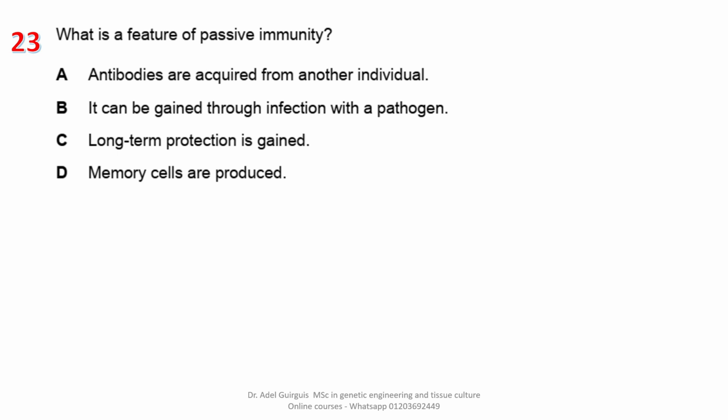What is a feature of passive immunity? Letter A, antibodies are acquired from another individual. Letter B, it can be gained through infection with a pathogen. Letter C, long-term protection is gained. Letter D, memory cells are produced. He asked about passive immunity. Passive means receiving ready-made antibodies from another individual. Okay, acquired from another individual. So the answer is A.